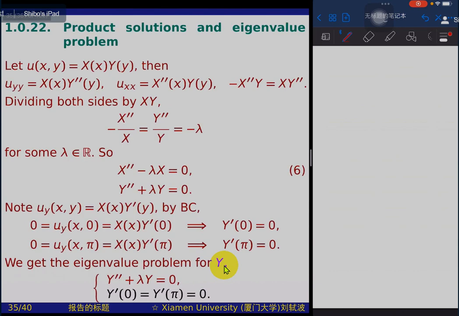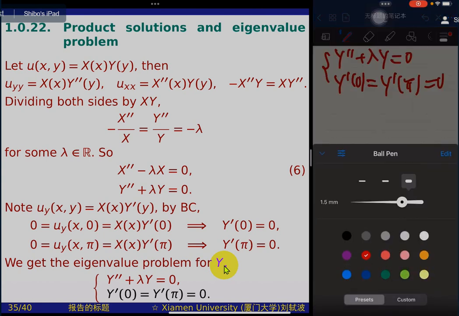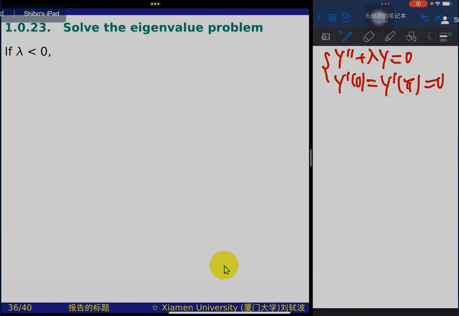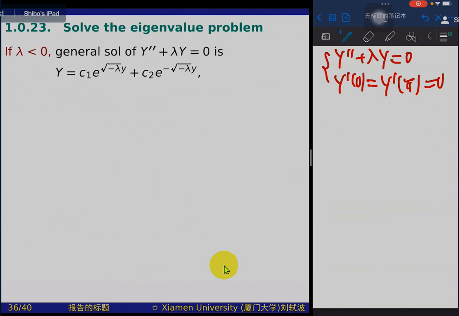To solve this eigenvalue problem, we should distinguish several cases: lambda negative, lambda positive, and lambda equal to zero. First we consider the case that lambda is negative. When lambda is negative, the general solution of the ODE is a linear combination of exponential functions.